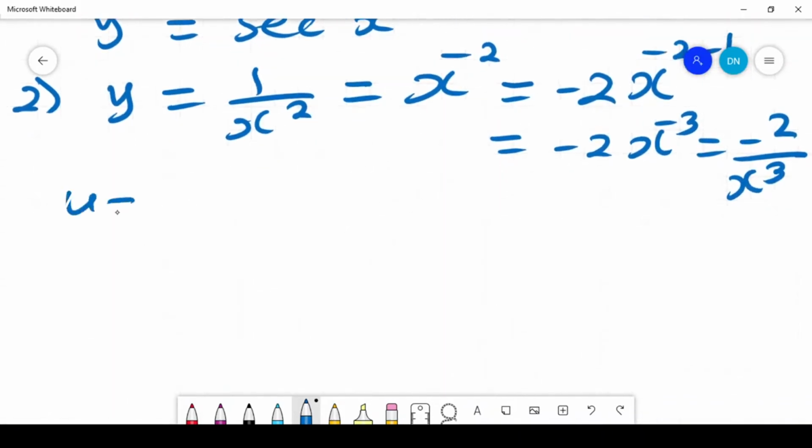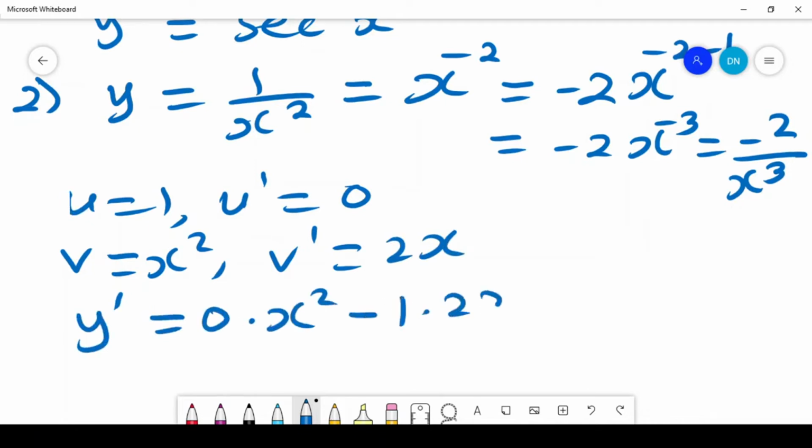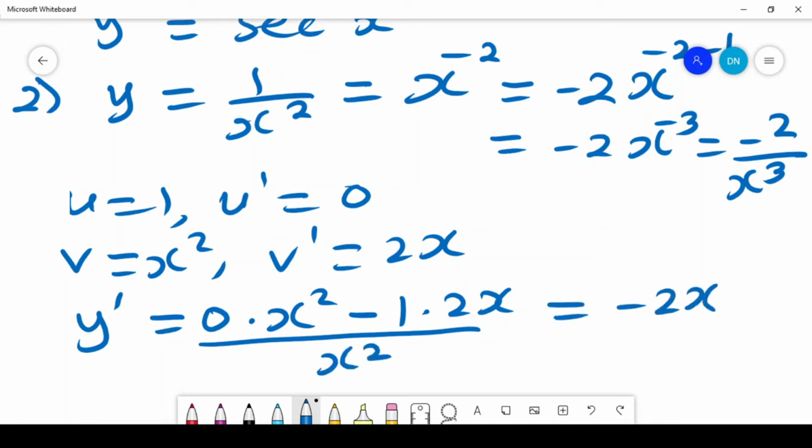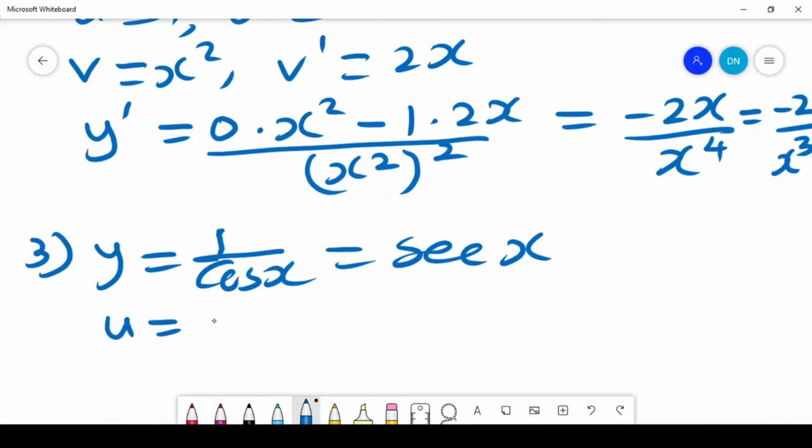And so my u is 1, my u prime is 0. My v is x squared and my v prime is 2x. So my y prime would be u prime 0 times x squared minus 1 times 2x, divided by x squared squared, which is minus 2x over x to power 4. And you can see already the solutions are equivalent. It's minus 2 over x cubed. So even if I use a quotient, all I could have done is directly, I would have come up with the same solution.